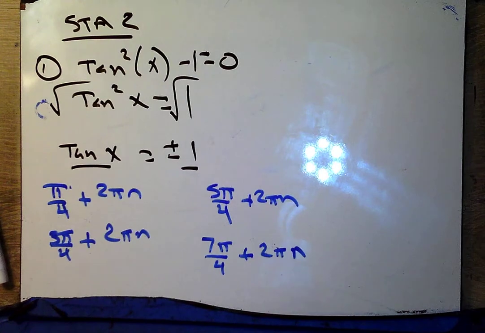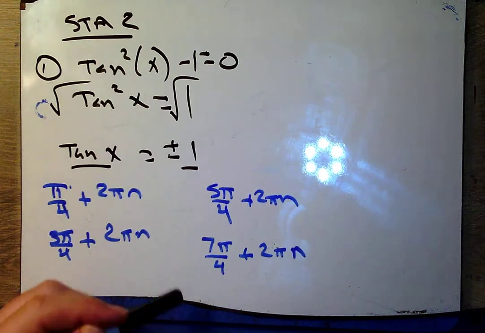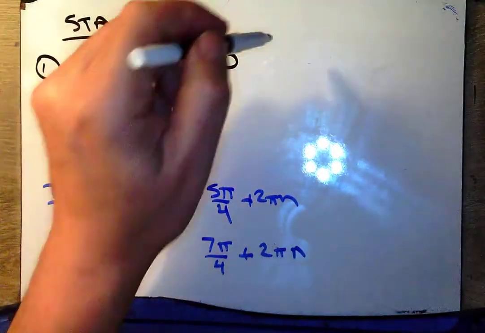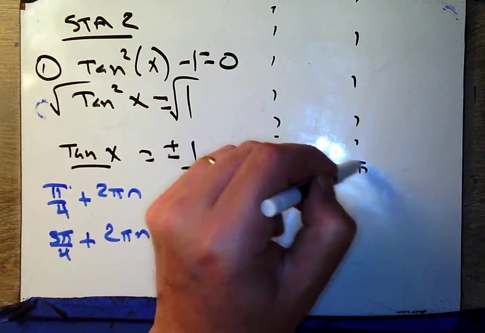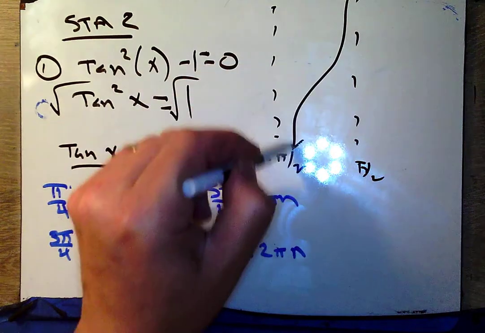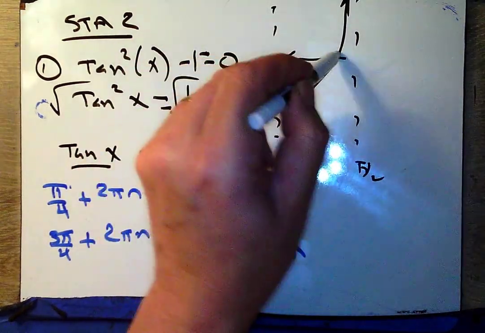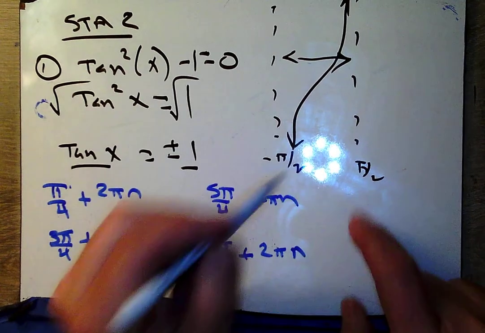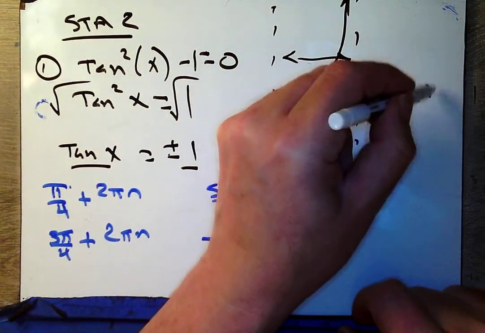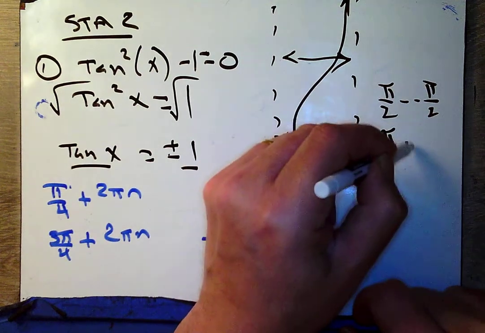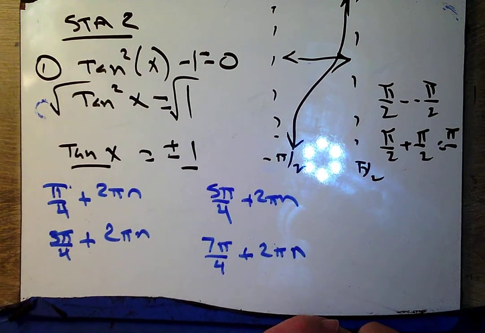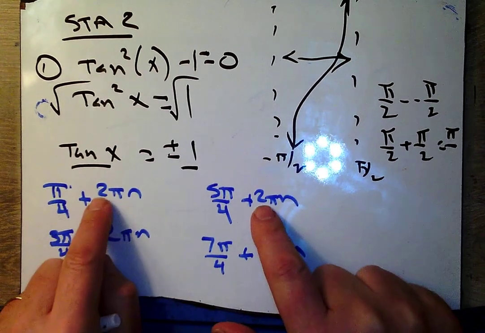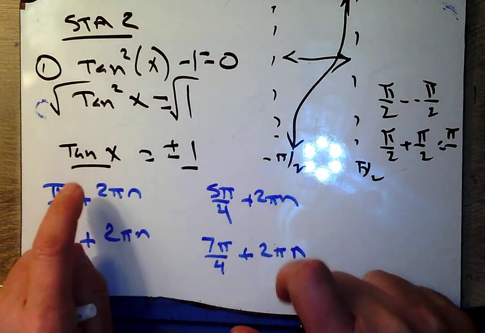But wait a minute. First of all, there's a lot of repetition here, and I think we missed something. What's the period for tangent? Remember, on the graph of tangent, we had negative pi over 2, and we had positive pi over 2. What's the period there? How far is it from here to here? Pi over 2 minus negative pi over 2, I get pi. Period is pi. So why am I adding 2 pi n if the period is only pi? Well, I shouldn't.